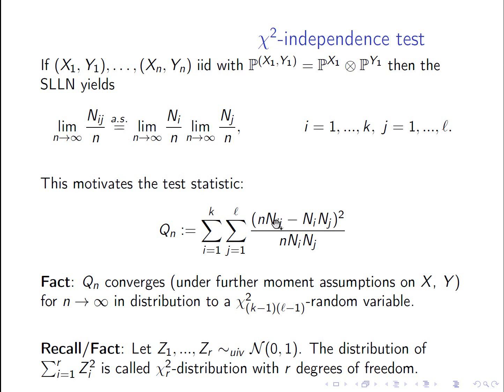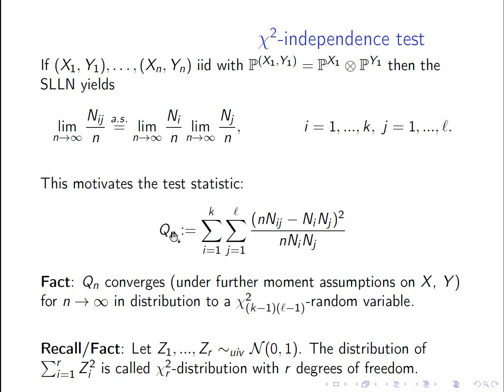So we have here N_ij times n minus N_i times N_j. If we have really independence, we should get here a small value. And then we are standardizing by n times N_i times N_j. Why are we doing the standardization? Well, this helps to say something about the distribution of this random variable Q_n.